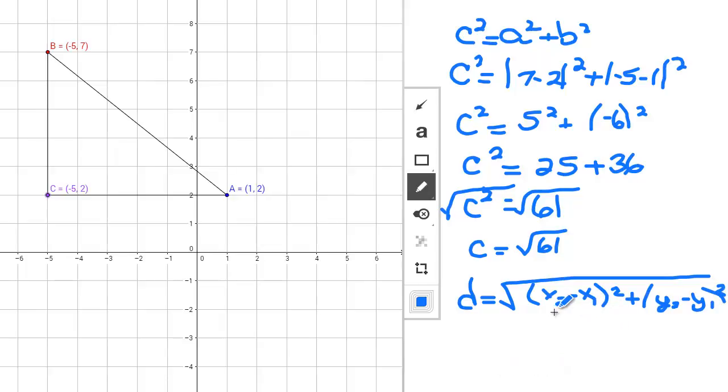And you can substitute those values in, the change in x squared plus the change in y squared. Take the square root of it, you'll have the distance.